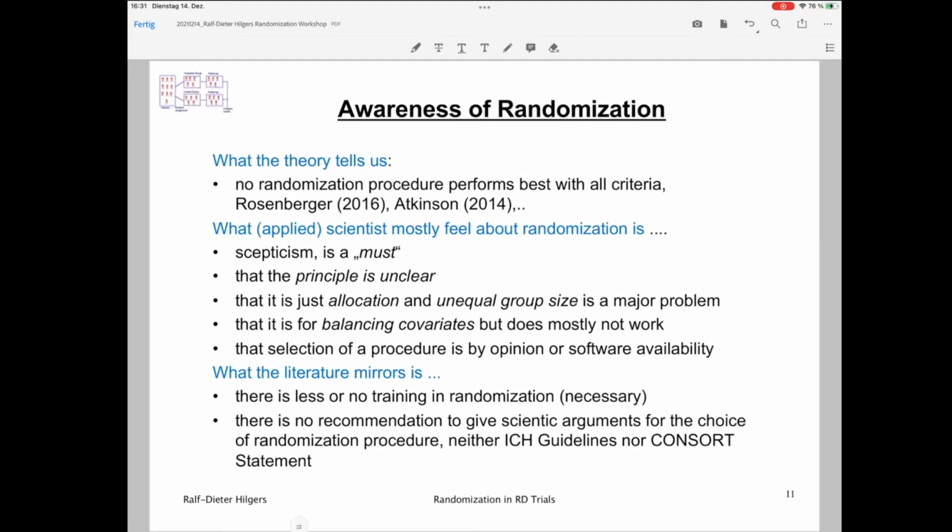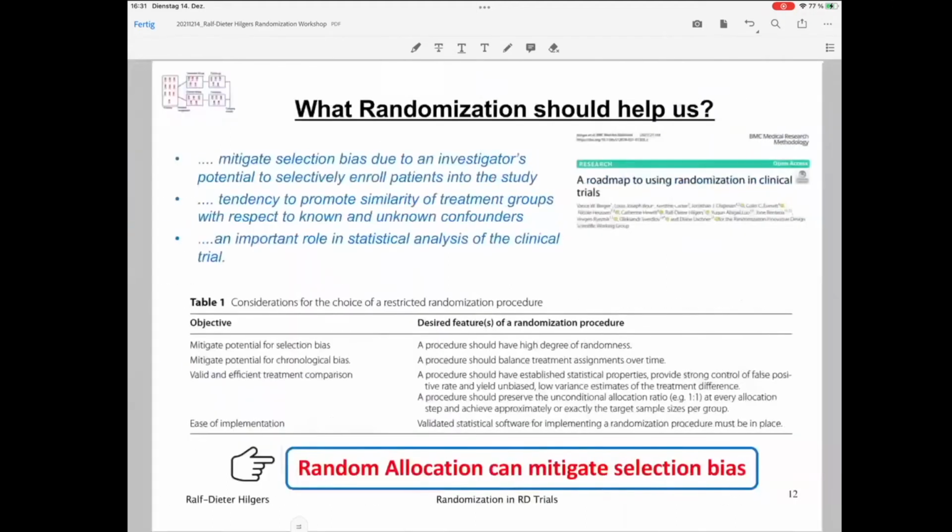And what the literature mirrors is that there is little or no training on randomization. I do it now, and I do it frequently in my classes, I hope you enjoy. And there is also no recommendation to give a scientific argument for the choice of the randomization procedure. You can do something, there are recommendations, but not to elaborate that scientifically.